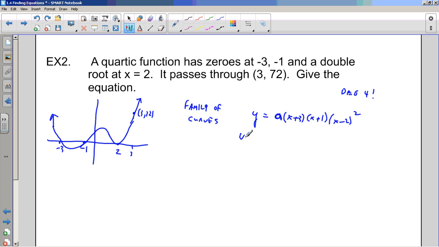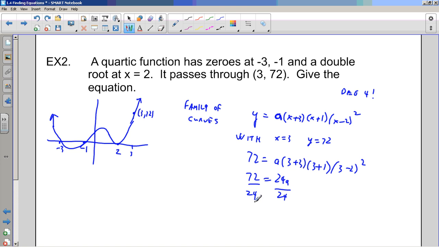And now with my point (3, 72), I can calculate what this unknown stretch factor was. And hopefully we get it to be positive, because that's what our sketch made us think. Then I put in x is 3, and I calculate all this. This is 9 times 4 is 36. Oh, no, 6. 6 times 4 is 24, so 24a. And then divide by 24 on both sides, and I get a is 3.